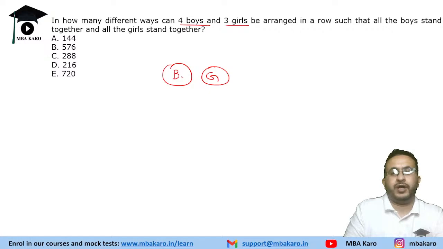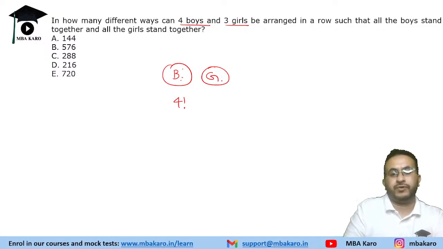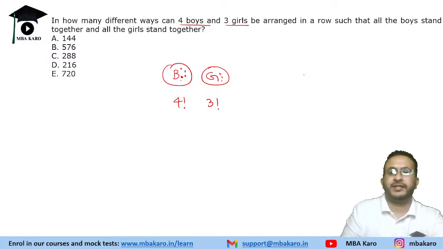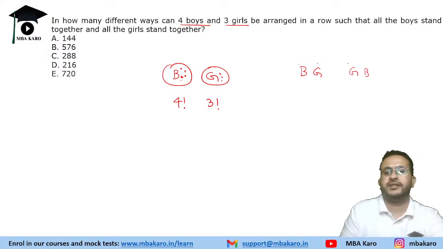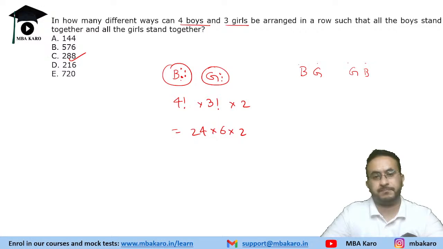So how many ways can we arrange the boys? Four factorial ways, because there are four boys and three girls. Three girls can be arranged in three factorial ways. Now we are taking boys and girls as bundles. One possibility is boys are standing on the left, girls on the right. Another possibility is girls on the left, boys on the right. So two factorial ways to arrange these bundles also. So that is 24 into 6 into 2, that is 288 ways.